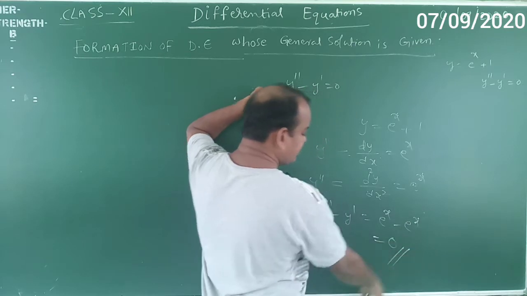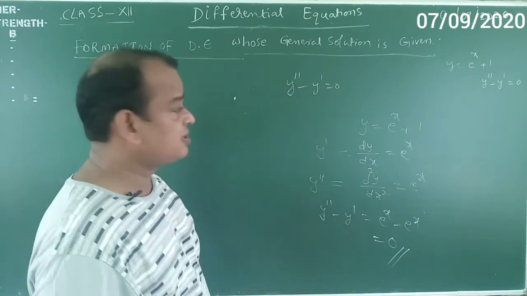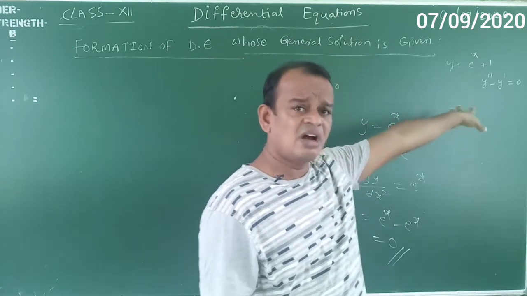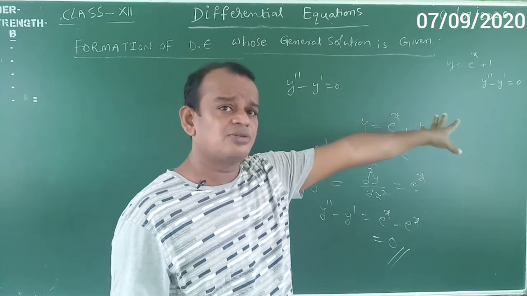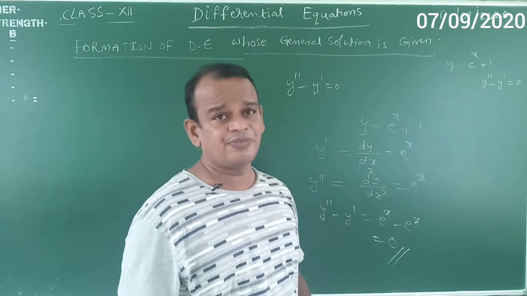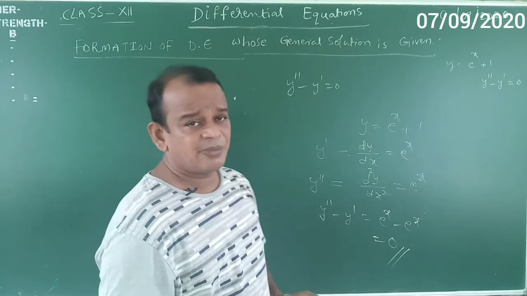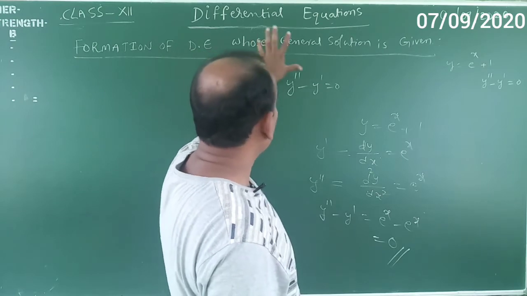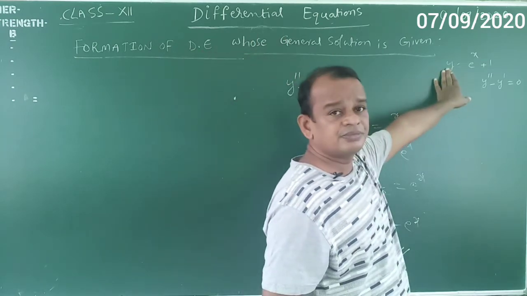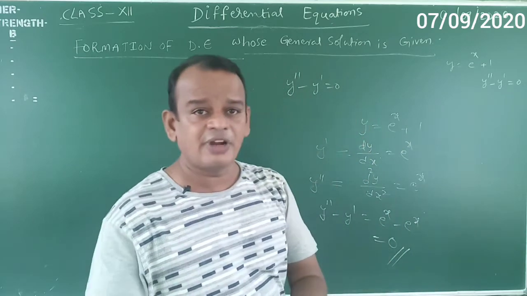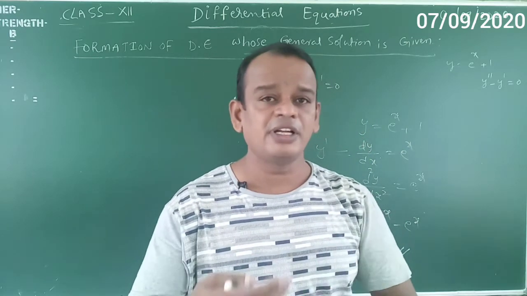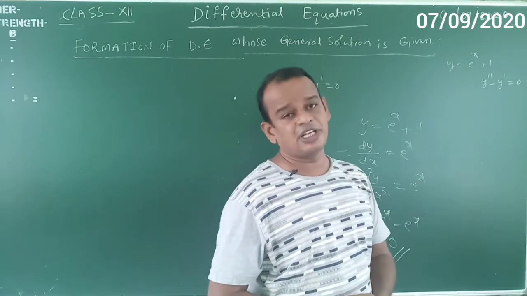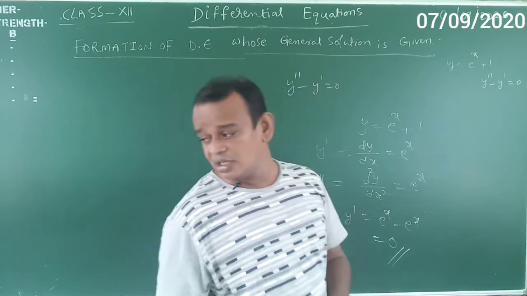What happened, my dear friends? That is equal to 0. This means y is equal to e power x plus 1 is a solution of the given differential equation. In this way we will check. Now here, formation of the differential equation, whose general solution is given. Whenever the solution is given, we will find the differential equation.